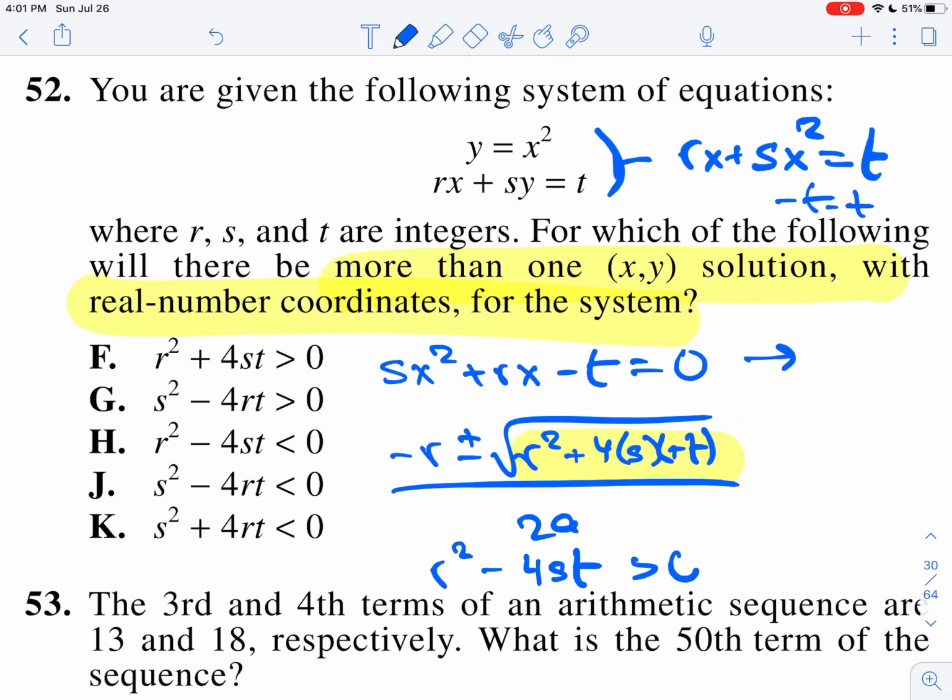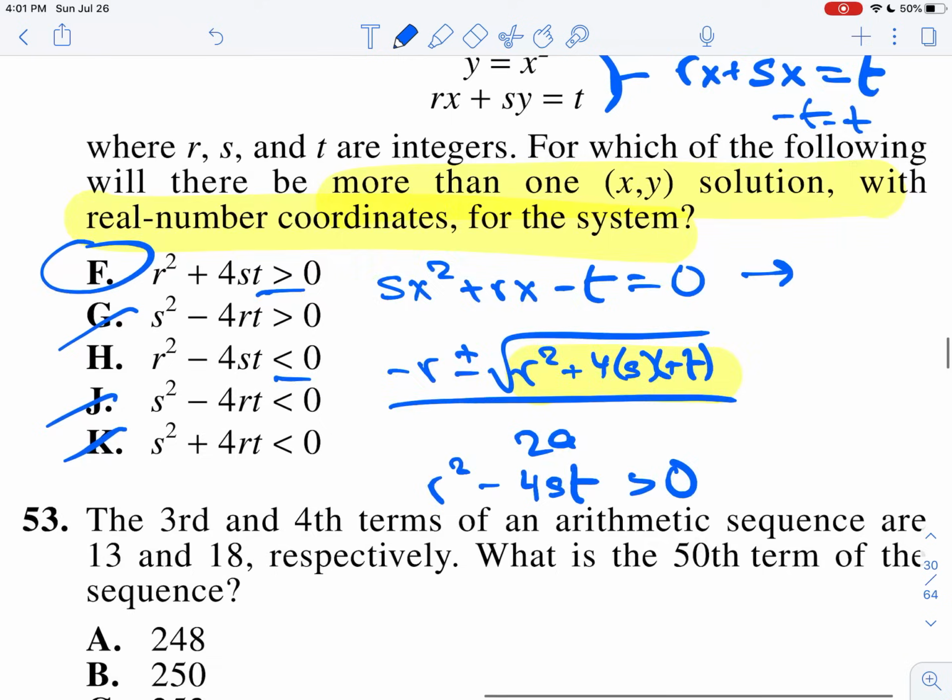Like I said, it has to be greater than 0. That matches this one. Everything else is out. The s squared is out because you have to have an r squared in there, because this is what your b value is from the quadratic formula. So you're basically between, is it greater than 0 or less than 0? Has to be greater, like I said.